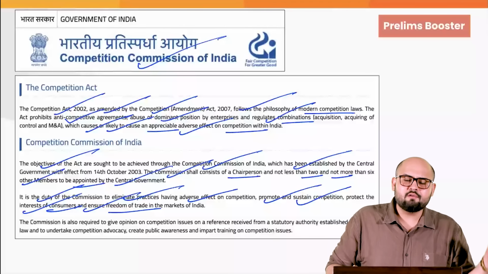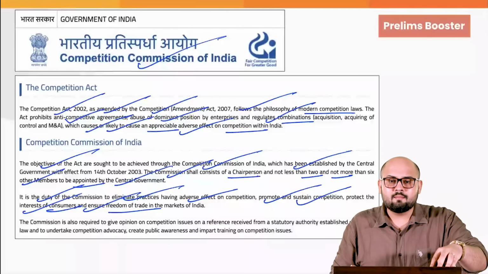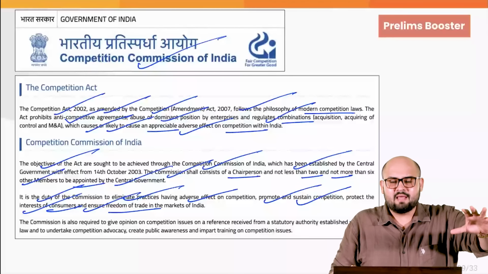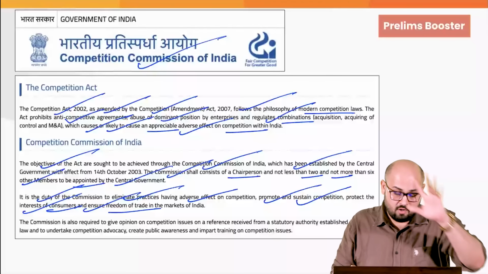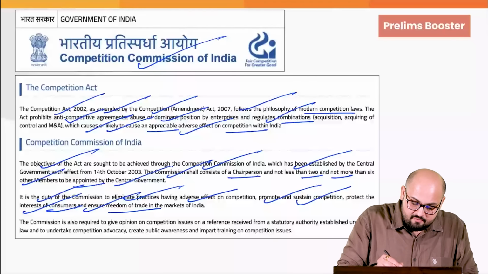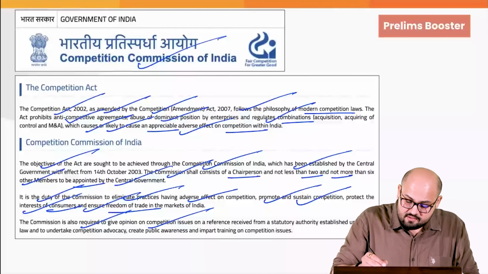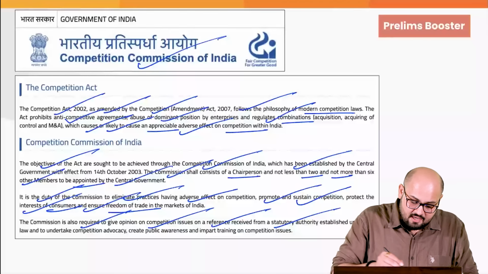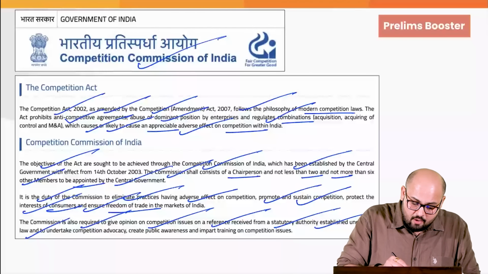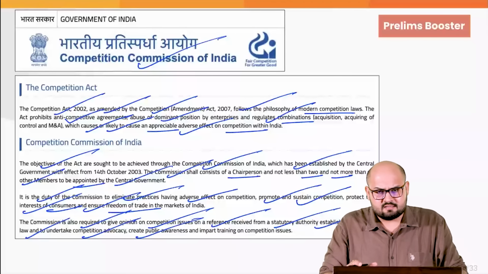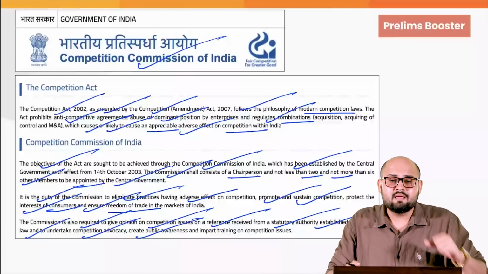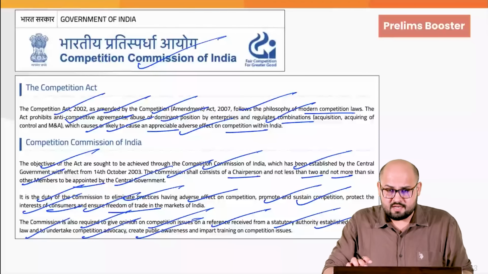Every player, howsoever small, must be allowed to enter the market and compete on a level playing field. You must not suppress the small players. The Commission is also required to give opinion on competition issues on a reference received from a statutory authority established under any law, and to undertake competition advocacy, create public awareness and other things. Do read about it, and yes, tell me under which ministry it comes. Let's go to the next topic.